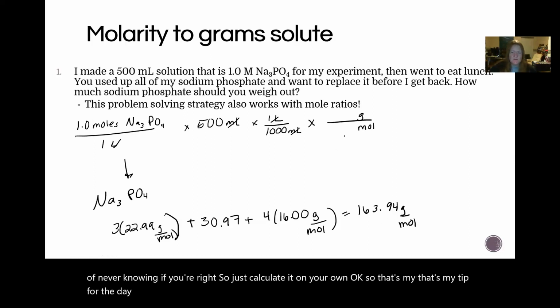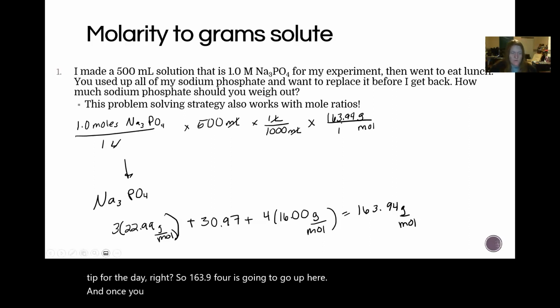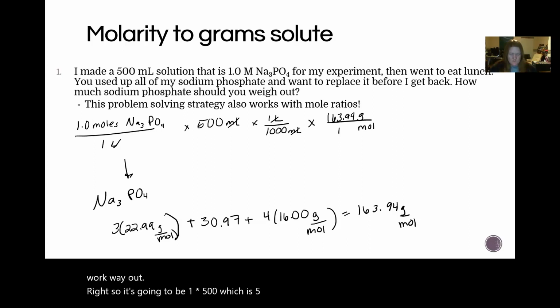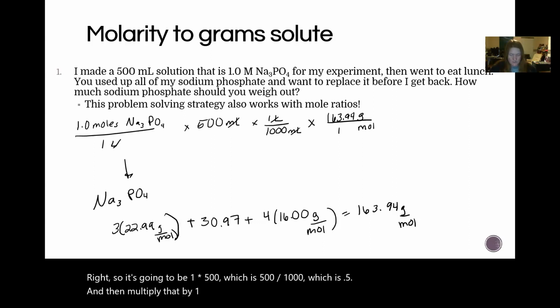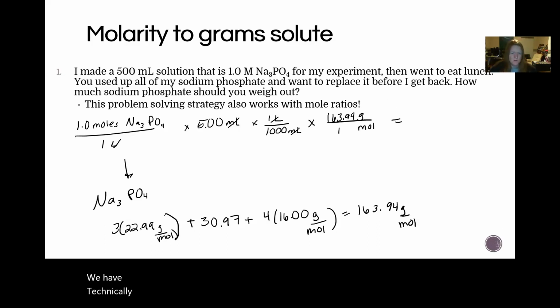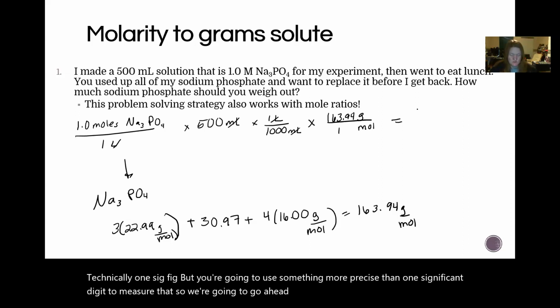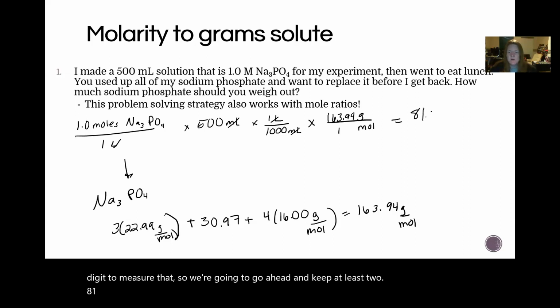All right, so 163.94 is going to go up here. And once we get all this math done, we'll know exactly how much sodium phosphate to weigh out. So it's going to be 1 times 500, which is 500, divided by 1,000, which is 0.5. And then multiply that by 163.94. So basically, we technically have 1 sig fig, but you're going to use something more precise than 1 significant digit to measure that. So we're going to go ahead and keep at least 2. 81.97 is what our calculator says. We're going to round that to 82 grams.